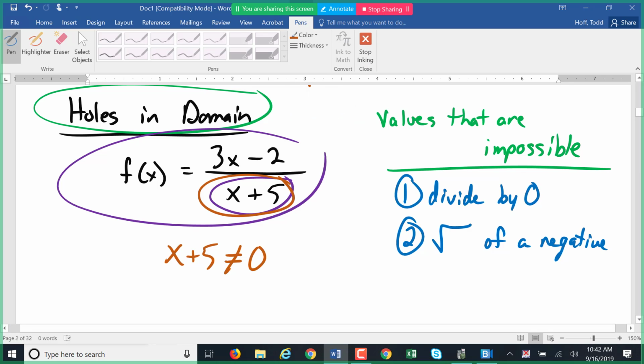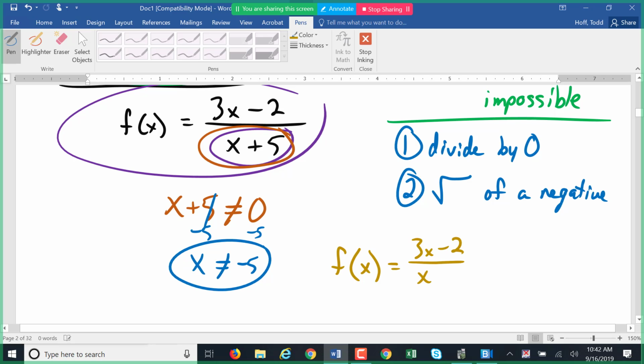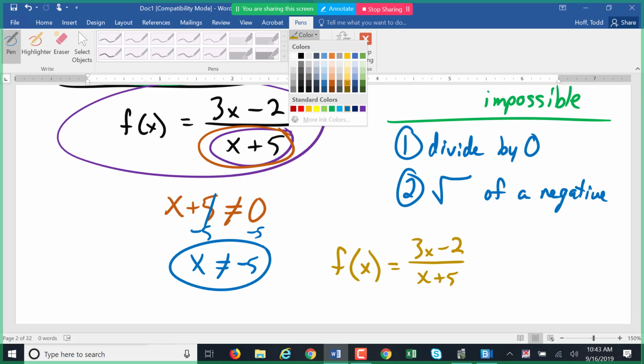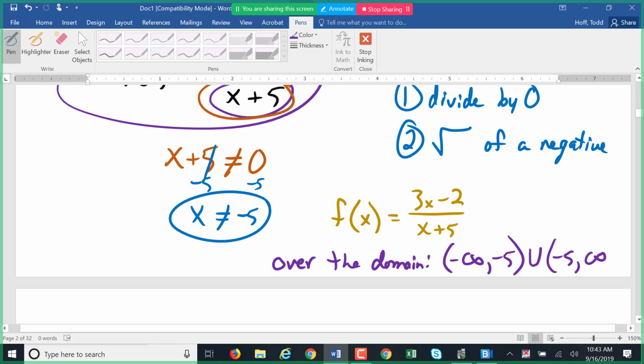Well, where would it equal 0? Well, we solve it for 0. If I subtracted 5 from both sides, that's saying x cannot equal -5. So when I am defining this function here, I can say f of x equals (3x minus 2) over (x plus 5), but I have to define the domain. I would say it's that function over the domain. We go from -infinity to -5. Notice the round bracket saying that -5 is not included. Union with -5 to +infinity. So that's just saying that all values except for the -5 are in the domain of that function.